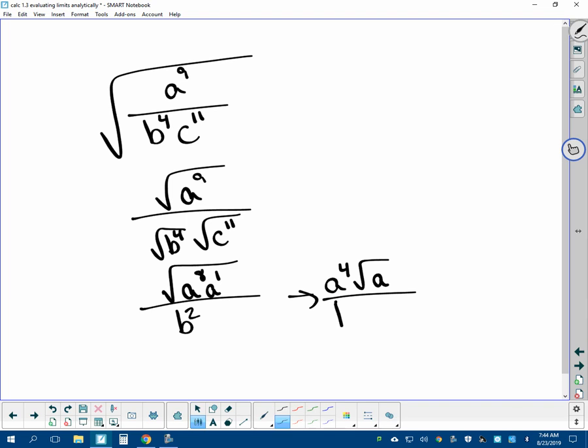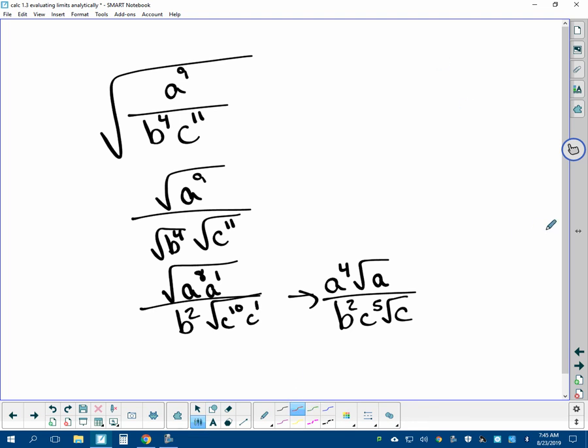so that's just going to become b squared. And then c to the 11th, we're going to do the same type of thing we did with the 8th. We're going to make it c to the 10th times c to the 1st. The square root of c to the 10th is c to the 5th, and the square root of c we can't do, so we leave it under. Hopefully that clears up that beginning confusion.